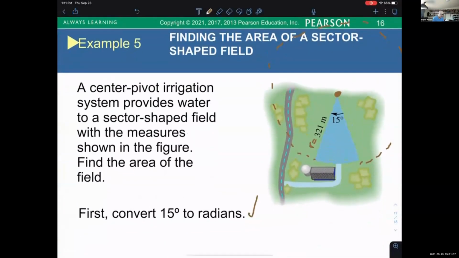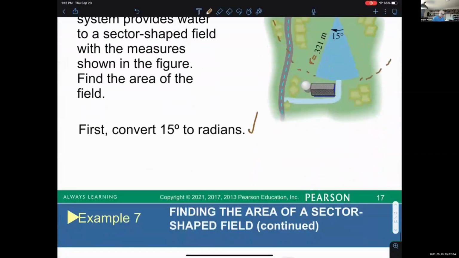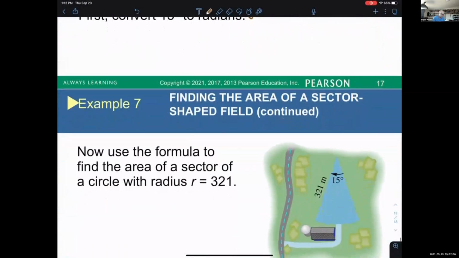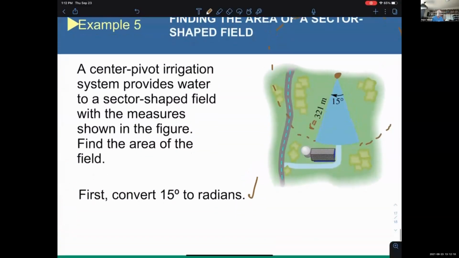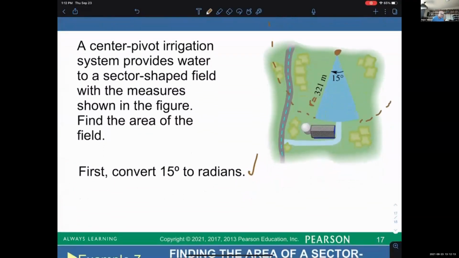So it says, first convert the 15 degrees to radians. I assume they do that. Nope. So I think we're supposed to fill in some steps. I never know how these slides are working. All right, so how would we convert that to radians? You may recall that we would take the degree measurement, and we're going to get that in radians if we do 15 times pi divided by 180. And then that'll give us the measure in radians.